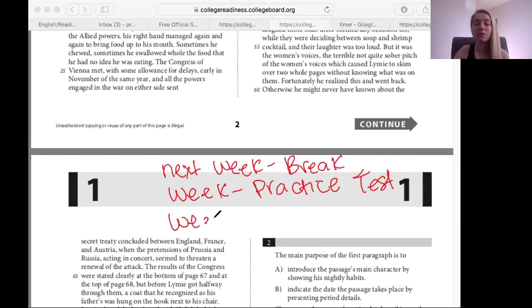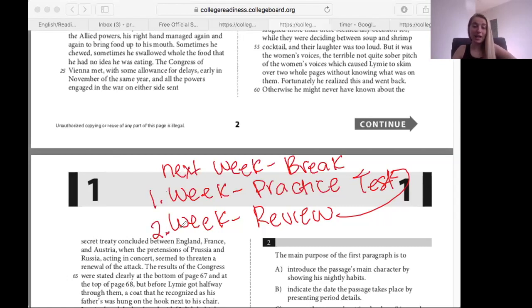And then the following week is a review. That review is going to be reviewing this practice test as well as reviewing absolutely everything that we've done so far. And then that pretty much wraps up the class. So you only have 2 classes left. This is your 1 class and this is your next class. Today is the last full teaching class, I believe. So that kind of just wraps it up.